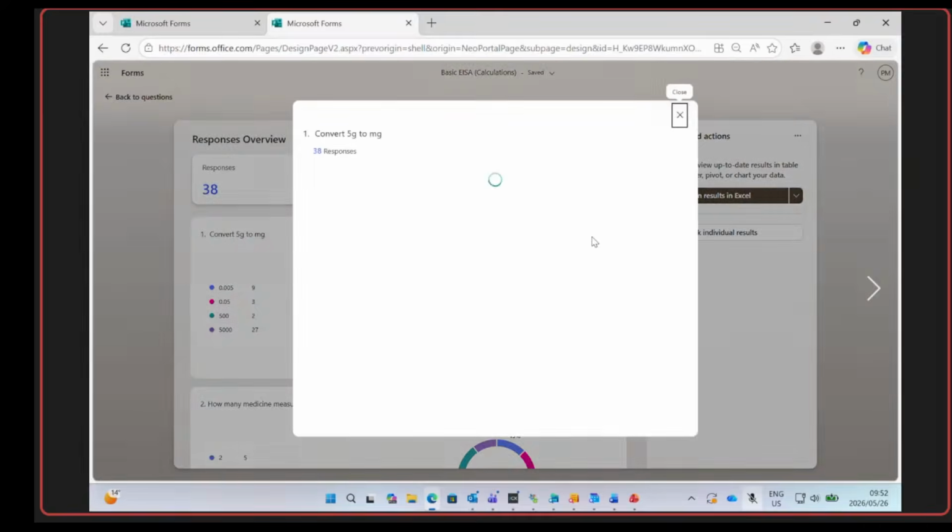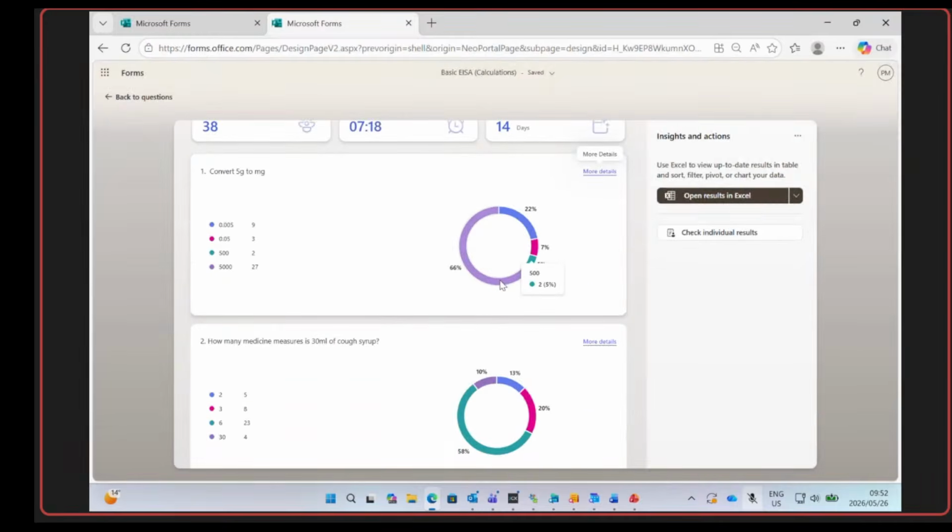So the first question was convert 5 grams to milligrams. When you look through earlier in the slideshow, we had the conversion of units table, and we said that if we are going from a larger unit to a smaller unit, we are going to multiply by 1,000. So for 5 grams to convert it to milligrams, we are going to multiply by 1,000. And so the answer is going to be 5 grams is equal to 5,000 milligrams. And the correct response is number 4.